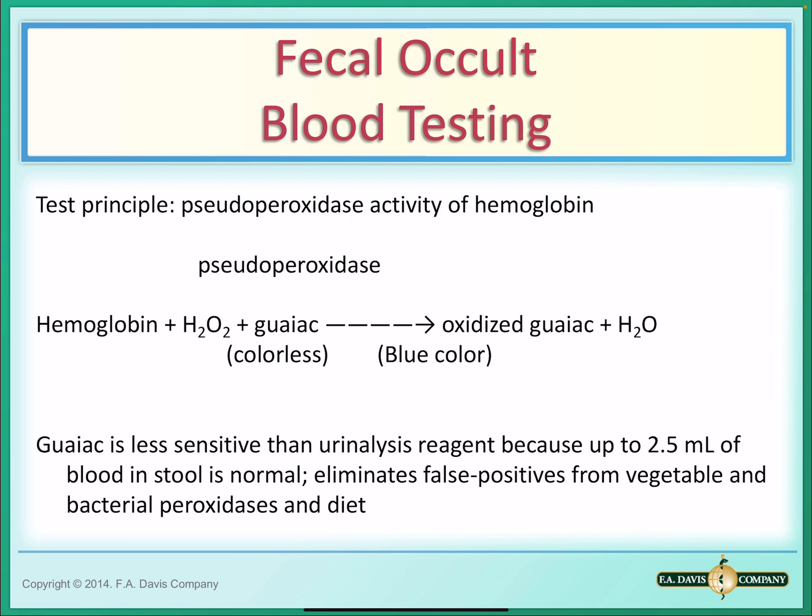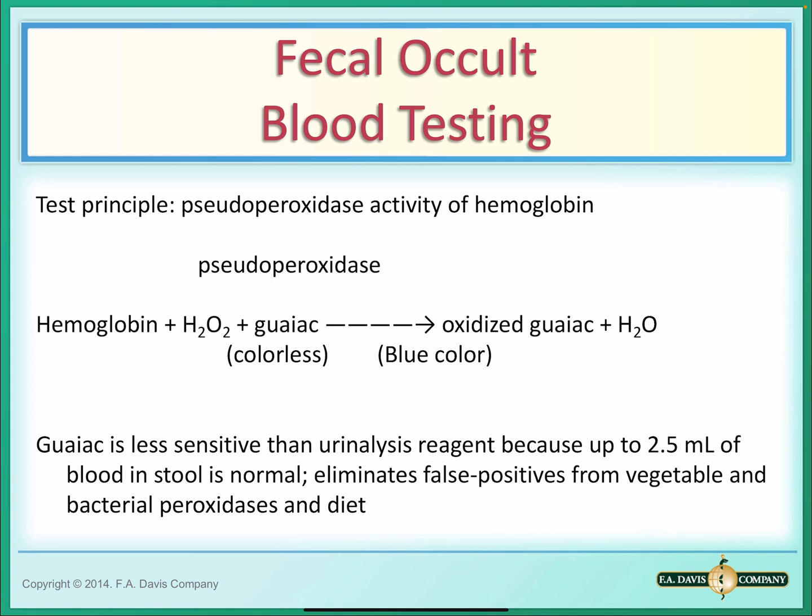Here is the principle of the guaiac-based fecal occult blood test. The screening test for fecal occult blood uses a guaiac-based test, and it is really based on the fact that it can detect the pseudoperoxidase activity of hemoglobin.